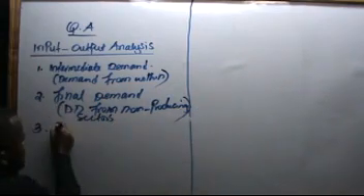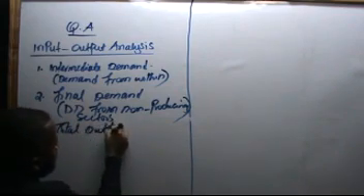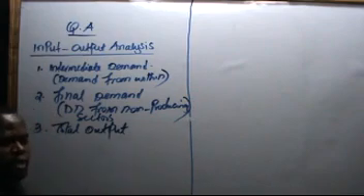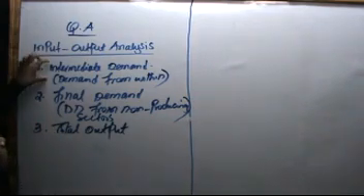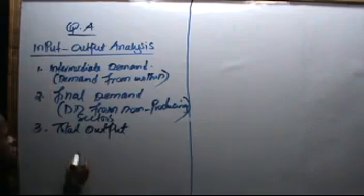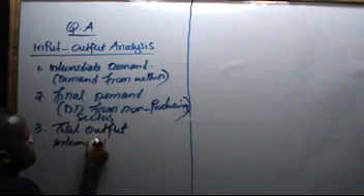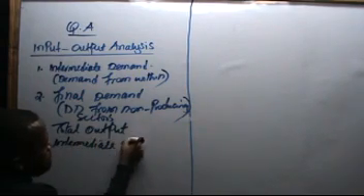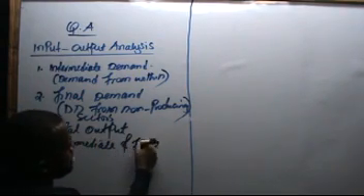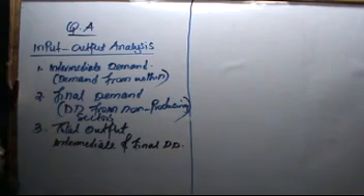Then another term we need to understand is total output. Total output, we said, is a combination of the intermediate demand and the final demand. So this is the combination of the intermediate and the final demand. You need to understand them.